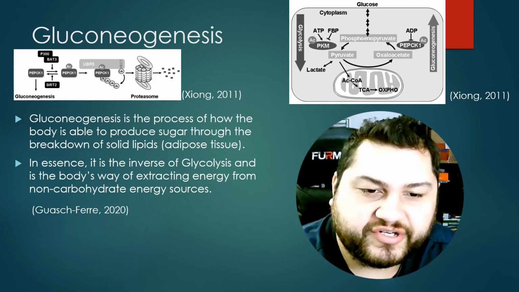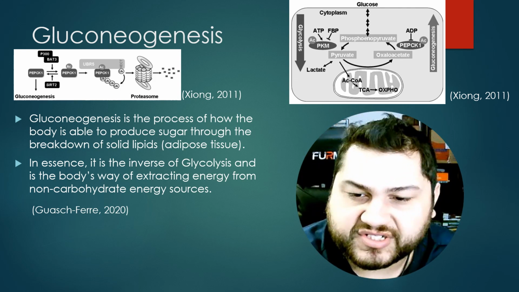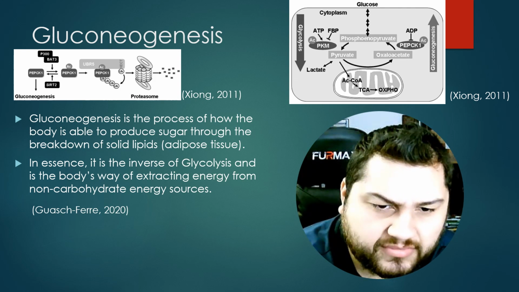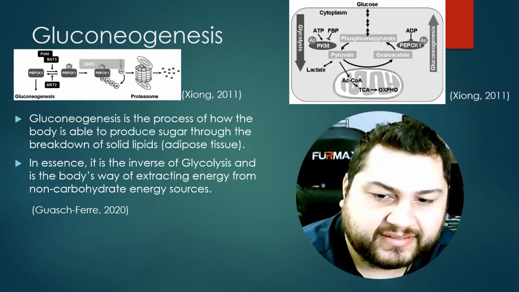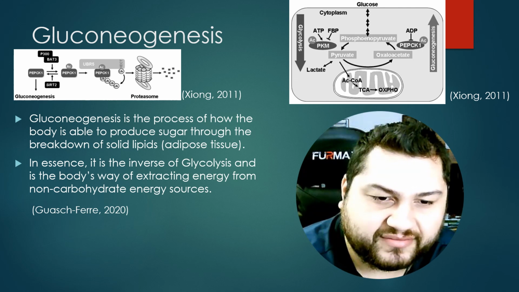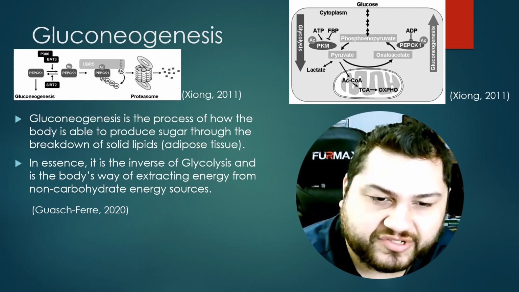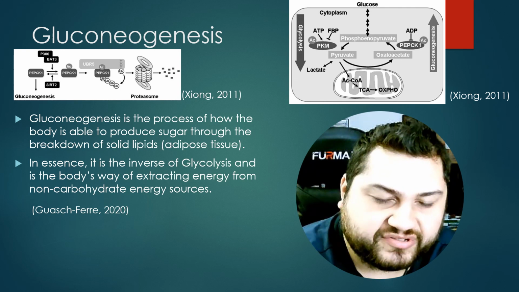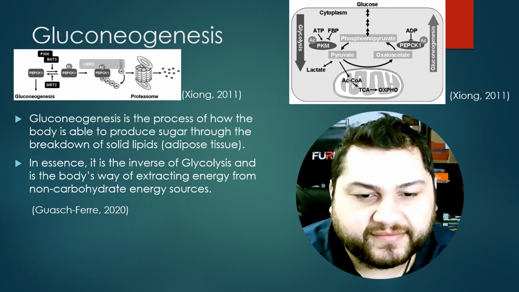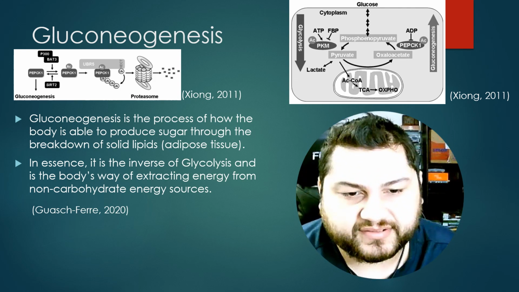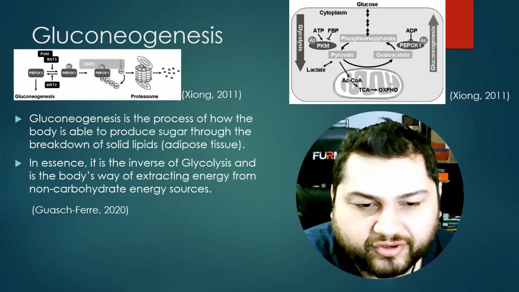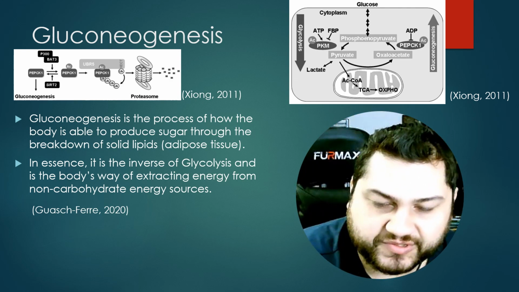So gluconeogenesis is a little bit more of a complex process and topic, in my opinion. It is the process of how the body is able to produce sugar through the breakdown of solid lipids or adipose tissue. Fundamentally, it is the inverse of glycolysis, and it is the body's way of extracting energy from non-carbohydrate energy sources. What does that mean?